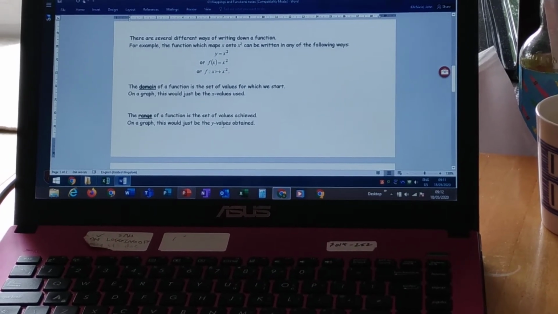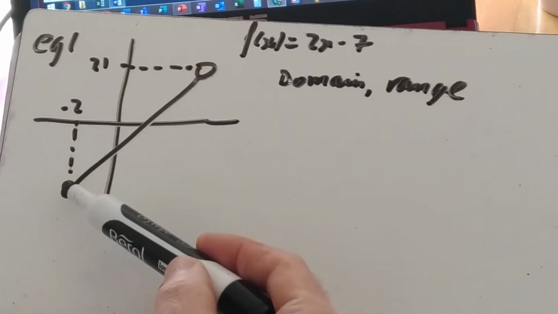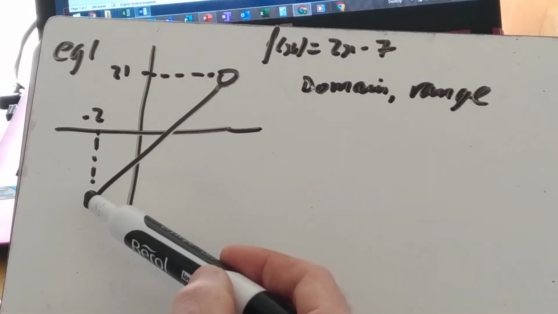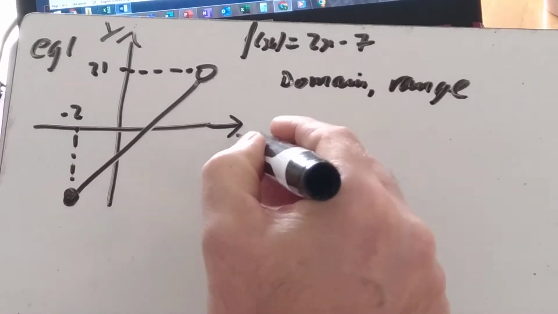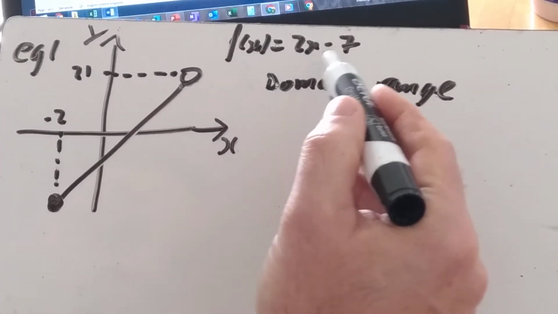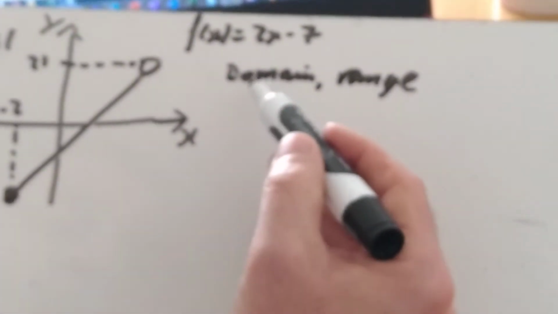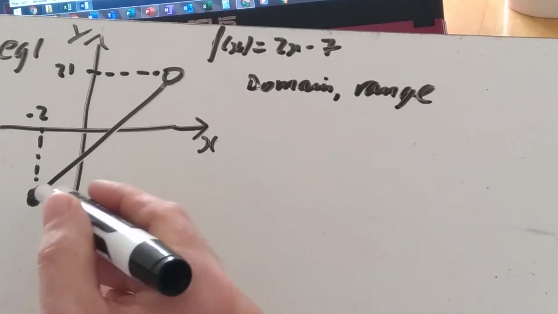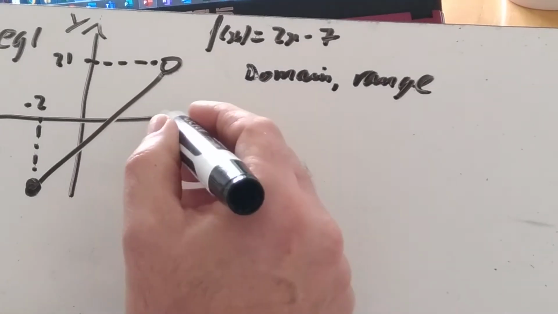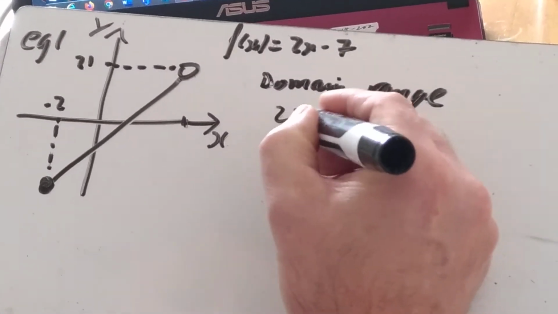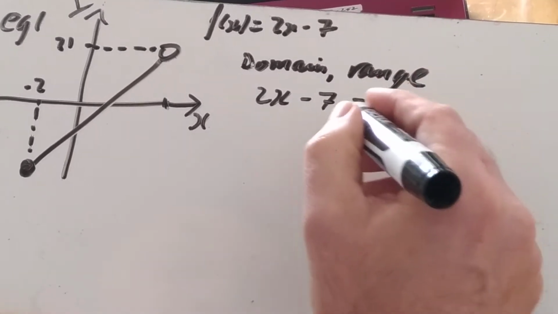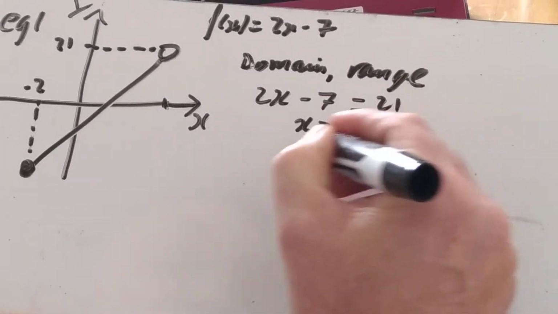So let's have a look at a few examples then. We've got a nice diagram on your sheet here. A straight line that goes from this point here to this point here. This point is when x is minus 2, and that point is when y is 21. I should really do y and x. And the function is f of x equals 2x minus 7. This is a finite chunk of this infinite function. From this finite chunk, we want to write the domain and the range. The domain is the set of x values we stick in. So I know it starts at minus 2 and it finishes here. So I basically need to solve 2x minus 7 is equal to 21, 2x is 28, x equals 14.